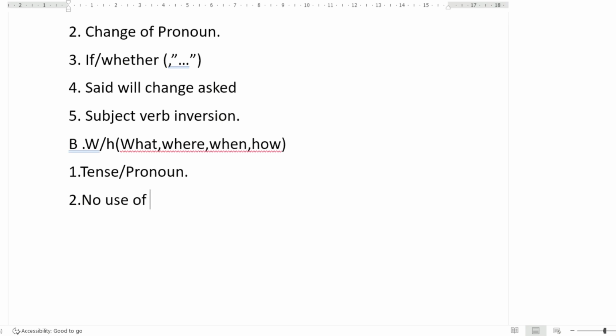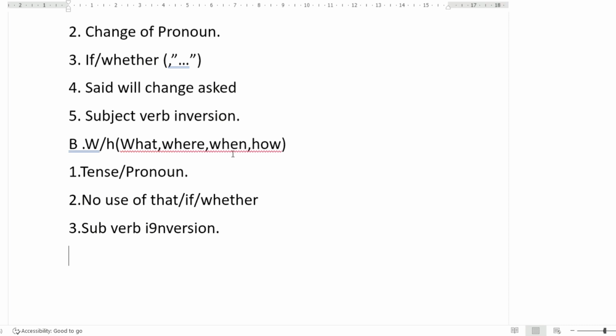No use of that, if, or whether; nothing will be used. We'll just continue, only we will remove the comma and inverted commas. And again, number 3, that is subject-verb inversion.